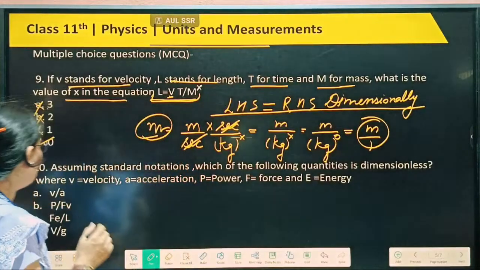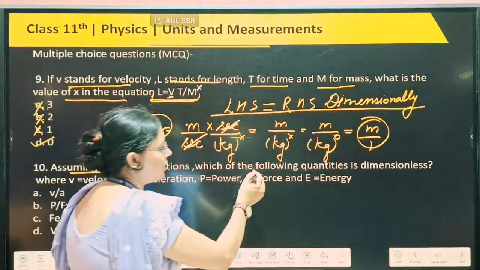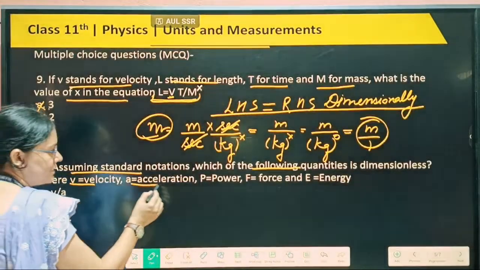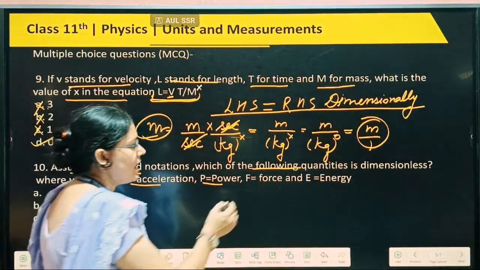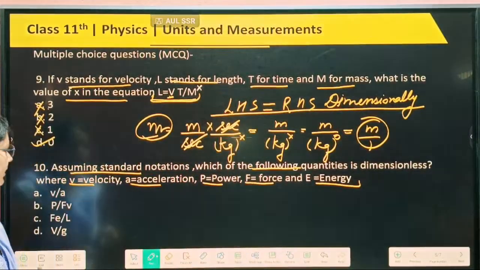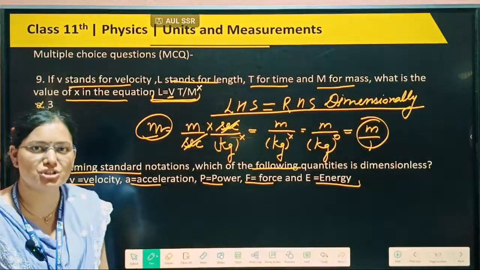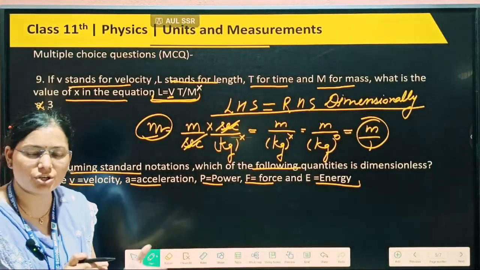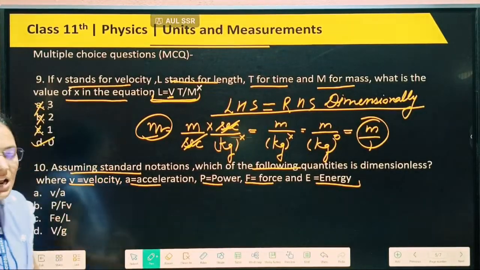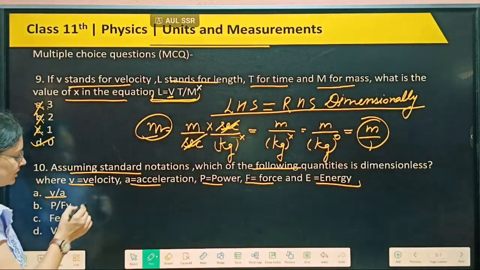So our next question: assuming standard notation, which of the following quantities is dimensionless? Here B is velocity, A is acceleration, P stands for power, F stands for force, and E stands for energy. Given different options, you have to check which one quantity is dimensionless. We have to write the dimension of each quantity, then solve. See your first option, beta, one by one we will check.